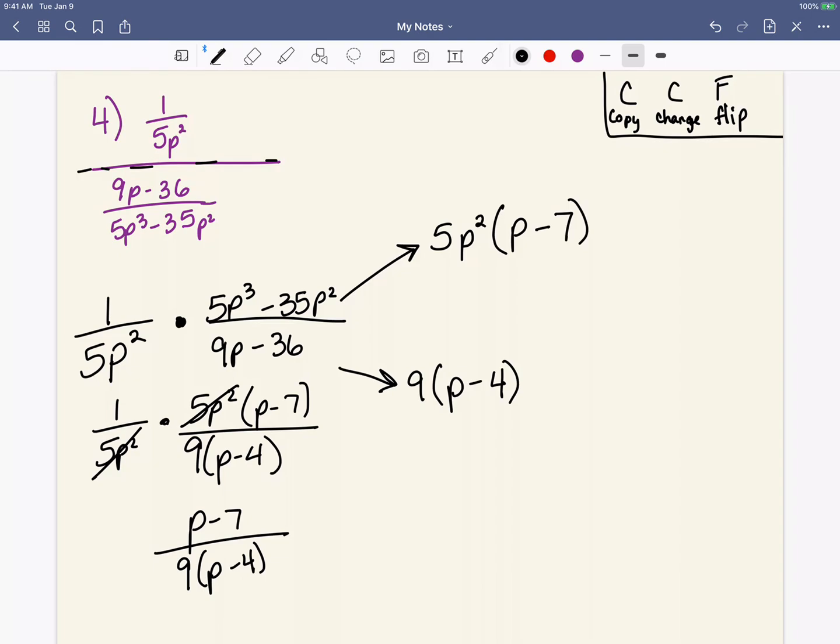Now, again, you want to factor that, even though there was nothing that could cancel out with that 9p minus 36, you want to factor it out anyway, because if you don't, you are not leaving it in factored form and you might get it counted wrong. Okay, so I'm going to end this video that was simplifying rational expressions, adding and subtracting.